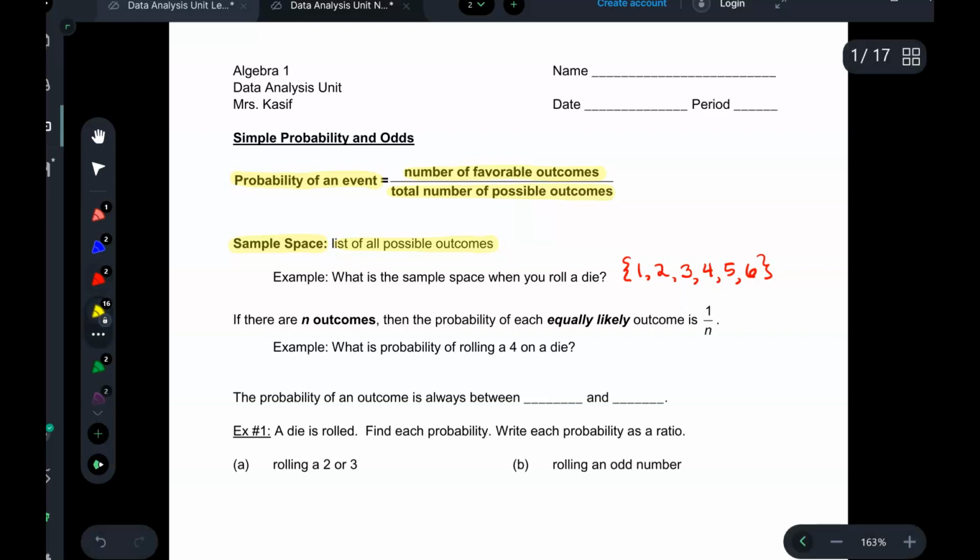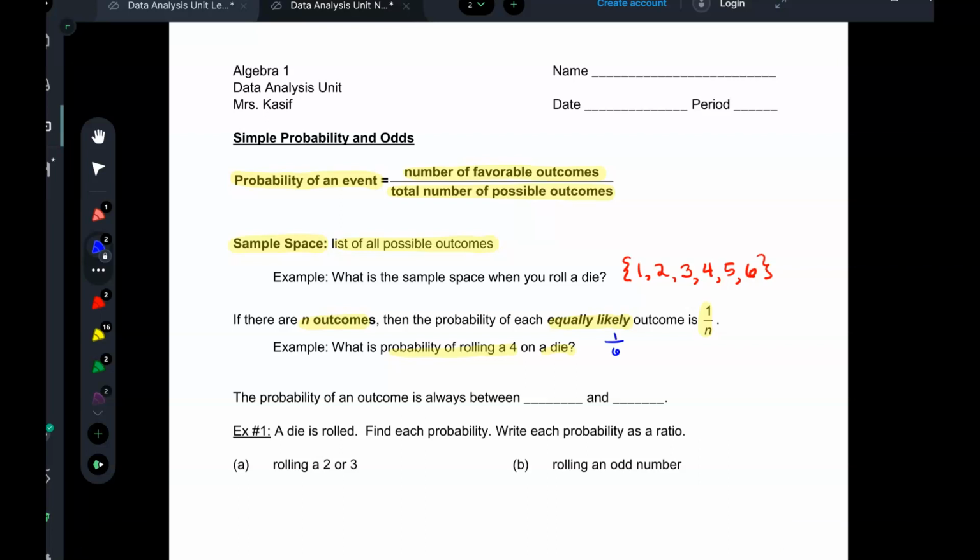So if there are n outcomes, for example, in the last one, there were 6 possible outcomes, the probability of each equally likely outcome is 1 over n. Just for an example, what is the probability of rolling a 4 on a die? Well, you only have one 4, so you have a 1 out of 6 chance of rolling a 4.